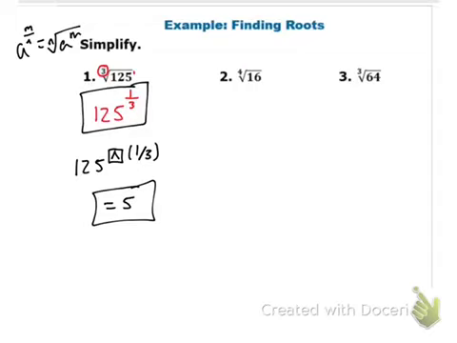Second problem, same idea. This would be n. Our m value is going to be 1 there, so we're going to write this as 16 to the 1/4 power. Same thing, put this in your calculator. You're going to get that 16 to the 1/4 power is just 2. And then here, your m is 1, your n is 3, so 64 to the 1/3 power. Once again, put this in your calculator, and you're going to get 4.